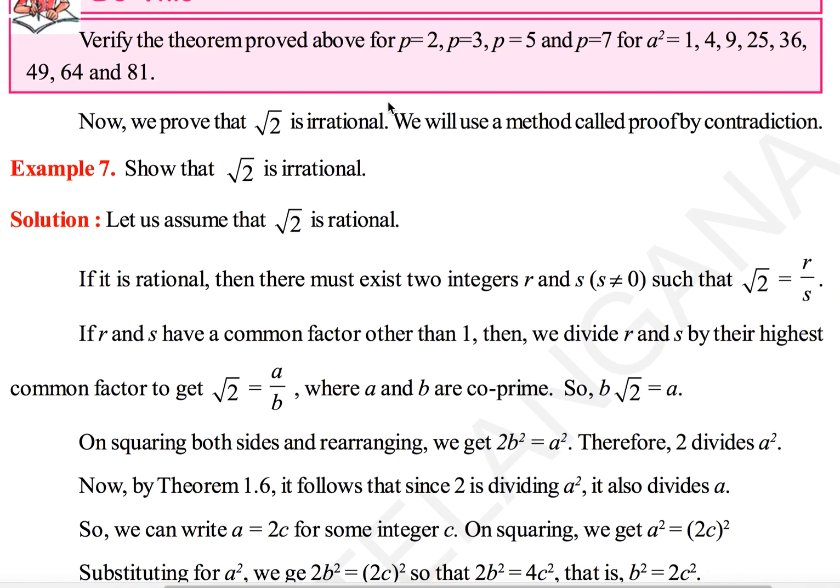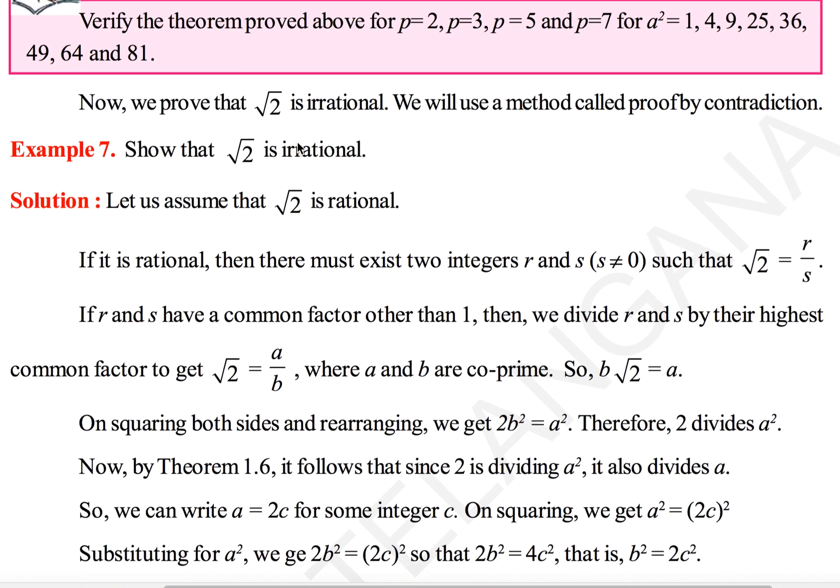Verify the theorem proved for p equal to 2, p equal to 3, p equal to 5, and p equal to 7 for a square equal to 1, 4, 9, 25, 36, 49, 64, 81. That is, a square equal to 4, p equal to 2, like that. A square equal to 9, p equal to 3.